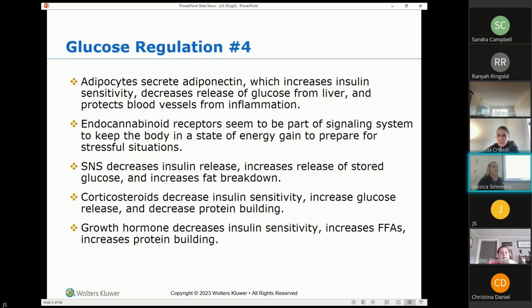I'm not going to test you on endocannabinoid either, but they are receptors. They seem to be a part of the signaling system to keep the body in a state of energy gain to prepare for stressful situations. The sympathetic nervous system decreases insulin release, increases release of stored glucose, and increases fat breakdown.